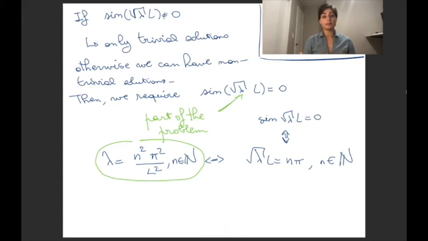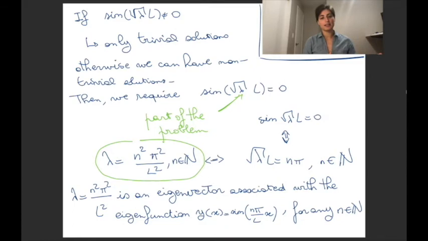So this allows us to solve for lambda, because if sine of square root of lambda times L is equal to 0, then we know that square root of lambda times L is equal to some integer multiple of pi. We can go negative, but then we have to square everything anyway, so it's not very interesting. So we have that lambda is equal to n squared times pi squared divided by capital L squared, where n can be any value in the natural numbers.